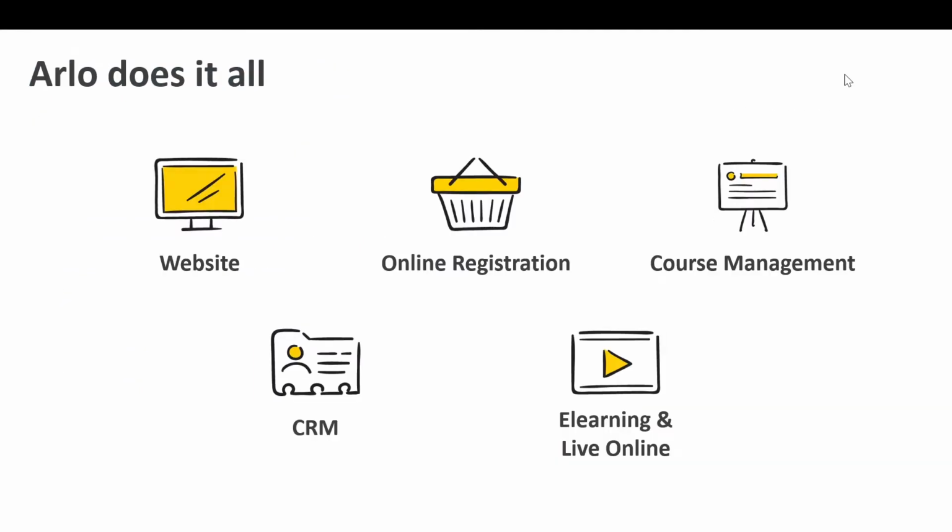So broadly speaking, there are 5 different elements to Arlo Smart, 5 different parts of your business that we're looking to help out with. The first is the out-of-the-box website solution, fully included and free with your subscription. And the value proposition there is that the back end is constantly talking to the front end and updating it with new course dates, new information, and so on.